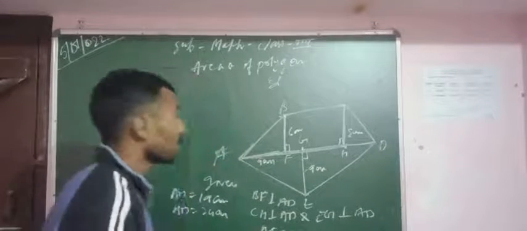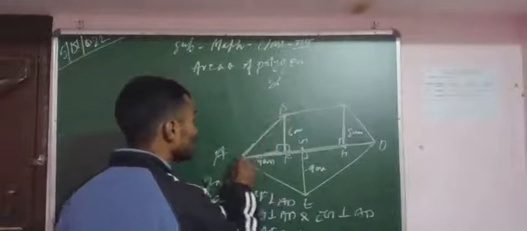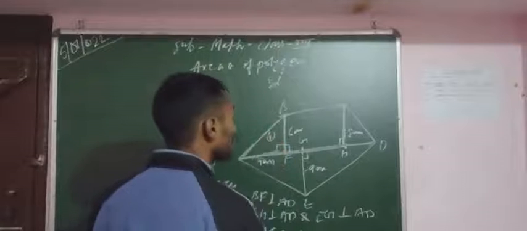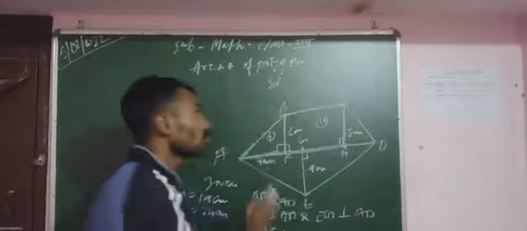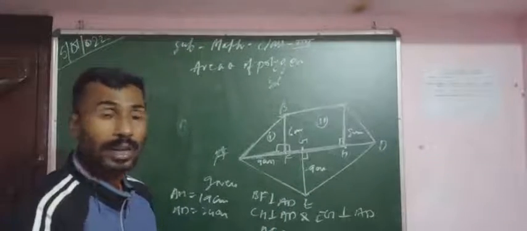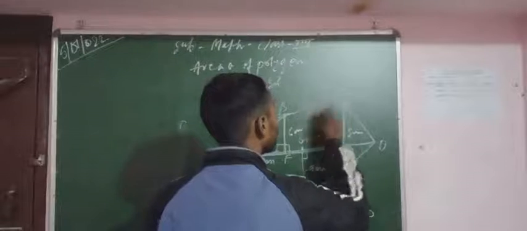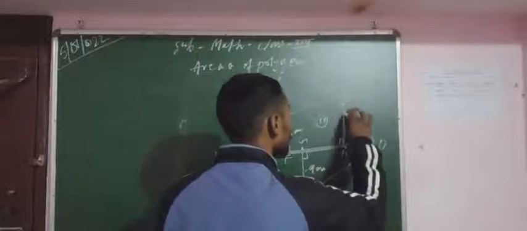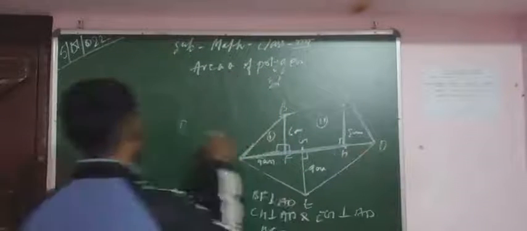Look at it. This is the triangle, figure 1. Now look at this. This is figure 2. It looks like a trapezium. Why? Because on this side, it looks like a trapezium. Look at this.